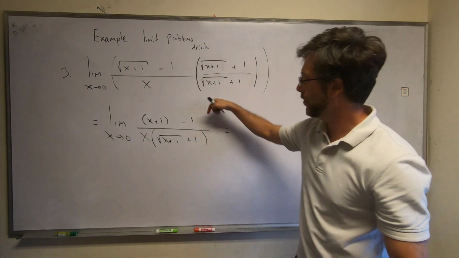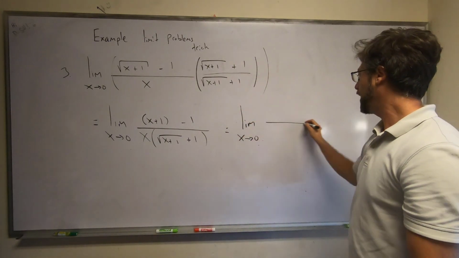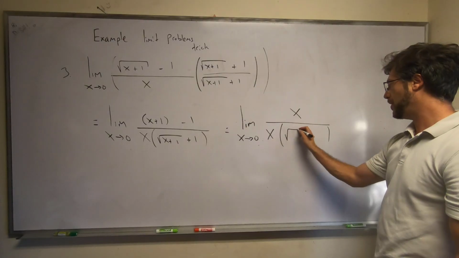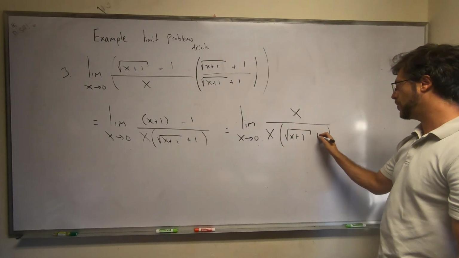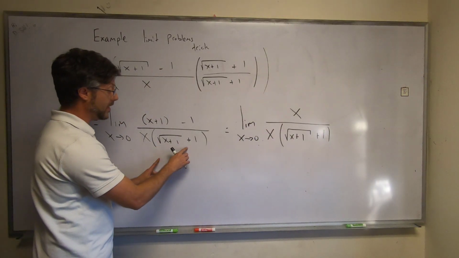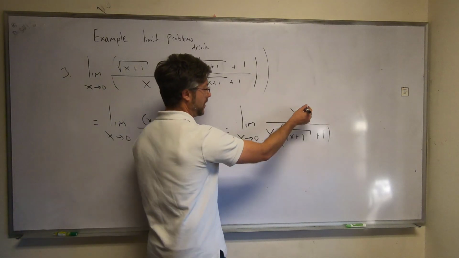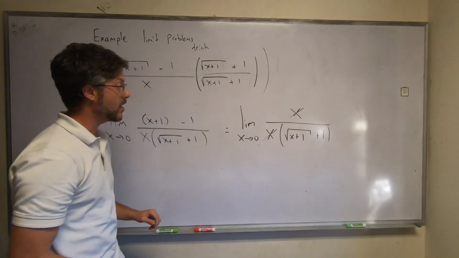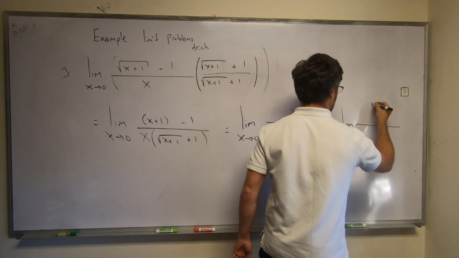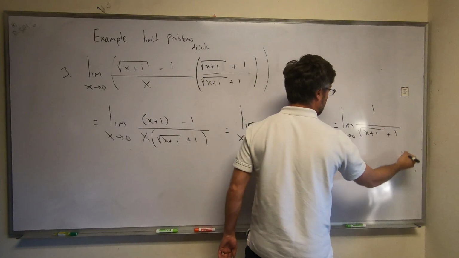Now with that being done, look what happens in the numerator. First, the 1 and the negative 1 cancel, and it reduces to x divided by x multiplied by the square root of x plus 1 plus 1. And you see, the reason why I didn't want to distribute this in is notice what happens here. This is factored out, so the x in the numerator cancels the x in the denominator, leaving us with the limit as x approaches 0 of this reciprocal function. 1 is left in the numerator, over the square root of x plus 1 plus 1.